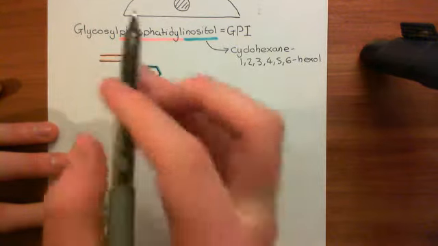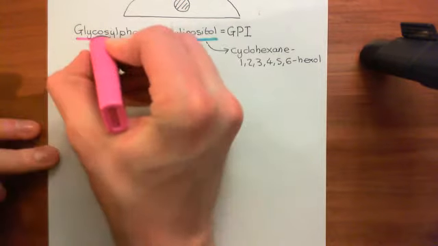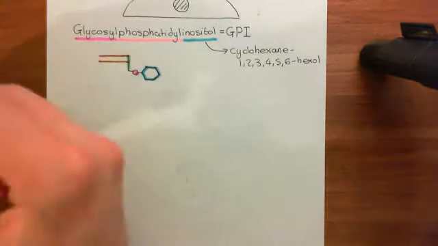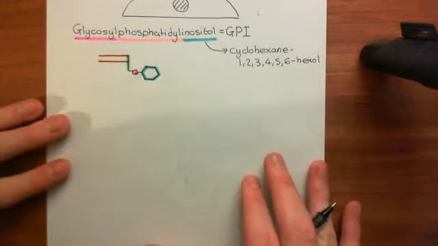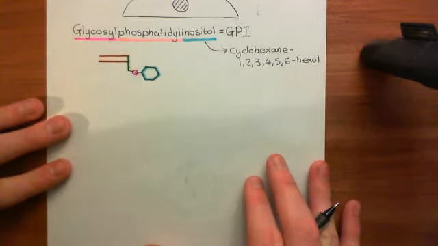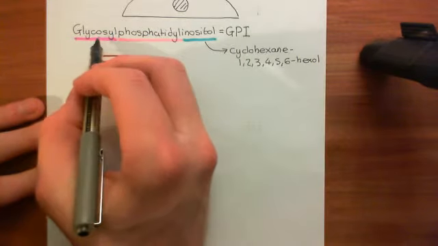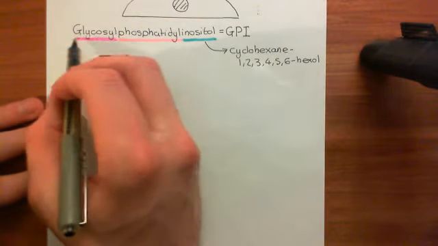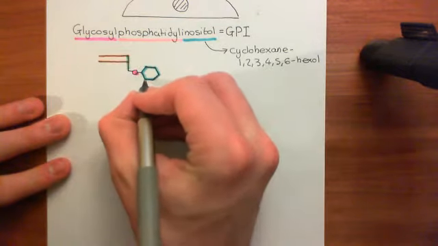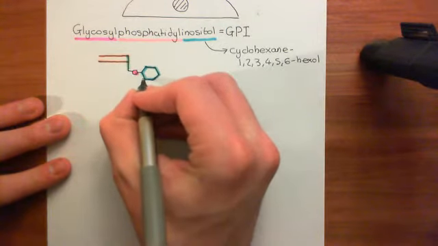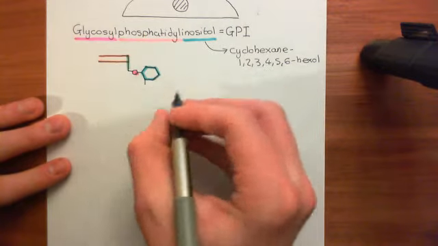Now we want to turn this into glycosyl phosphatidyl inositol, and to do that what we're going to do is link off some sugar molecules onto this phosphatidyl inositol structure. Whenever you see glyco, that should instantly cry out to you sugar. So what we're going to do is link off the alcohol group coming off this carbon of the inositol ring here.